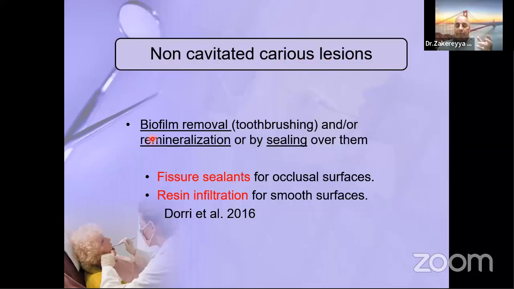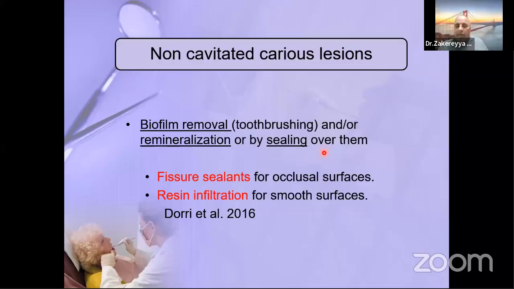Now, we have a biofilm. Can we remove the biofilm by tooth brushing? Yes, we can. It's simple. If you remove the biofilm, your four cycles will be deprived of one of them, which means dental caries will not be initiated because there are no microorganisms to ferment our carbohydrates and make acid. Or remineralization, or sealing over them. So we have either to remove biofilm, or start a remineralization program, or seal over the caries lesion. Or we can make a combination of all. Remove the biofilm, start a remineralization program, and seal over them.